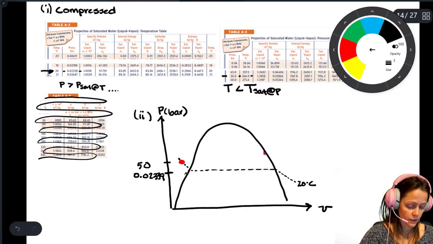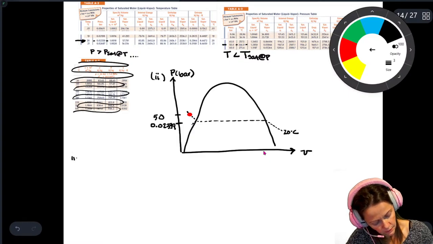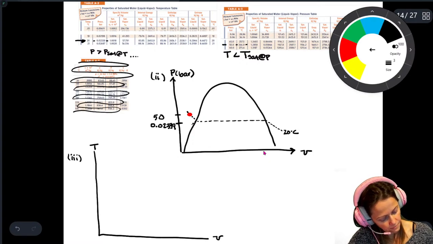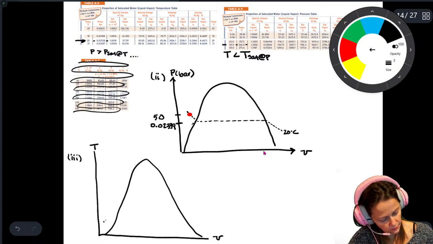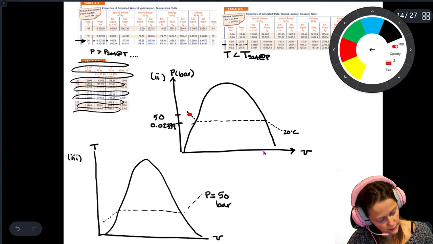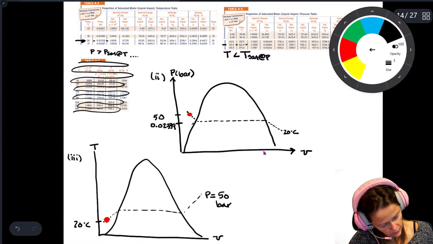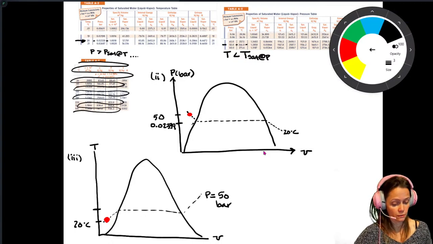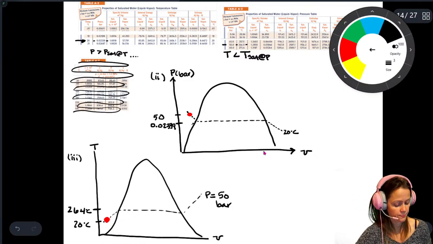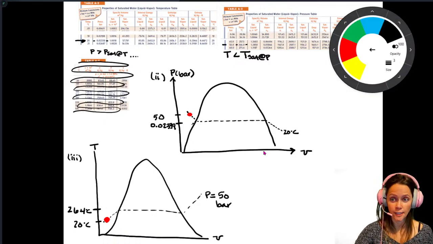And then same thing for the T-v diagram. I'm going to draw a little line of constant pressure here. So this pressure is going to be our 50 bar. And this little point right here would be 20 degrees Celsius. And this temperature would have to correspond to the saturation temperature at 50 bar, which we see is 264 degrees Celsius, and that's from table A3. Once again, clearly not drawn to scale, but you can at least see the trend just based on how those lines of constant temperature and pressure go.